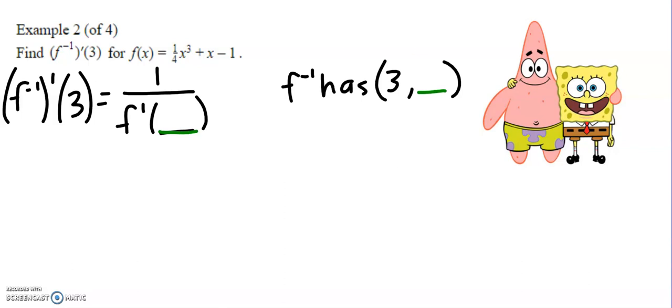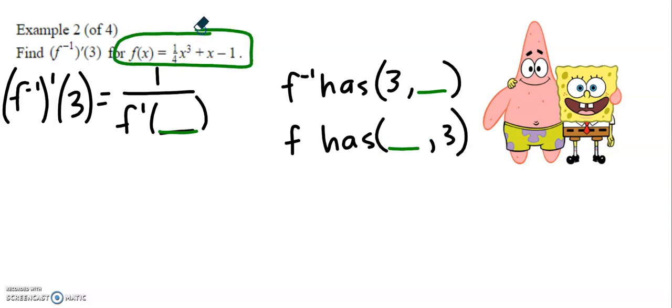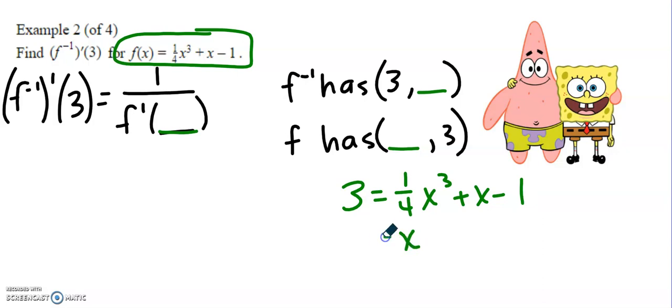Well, if F inverse has 3, comma mystery, then F, its buddy, must have had mystery, comma 3. So I'm going to use that buddy relationship to say 3 equals 1/4 x cubed plus x minus 1. And for the sake of video magic, I'm going to tell you, you could use your calculator to graph and figure out where those things are equal. You could also start doing some division to try to solve the cubic, but that's a lot of work. So I'm going to save you some time, and I'm going to let you know that this solves to be x equals 2. You can confirm that on your calculator.